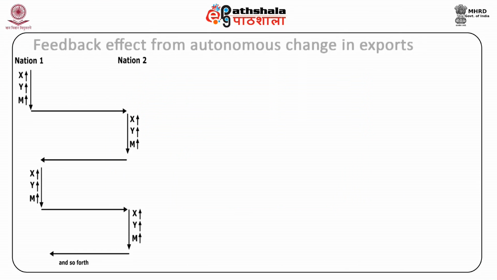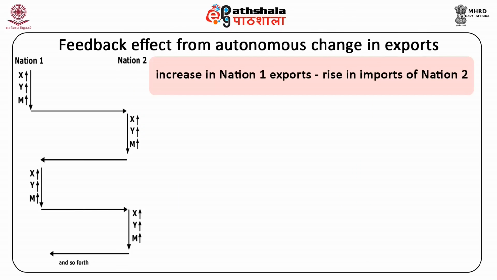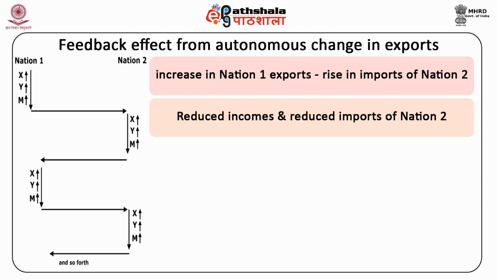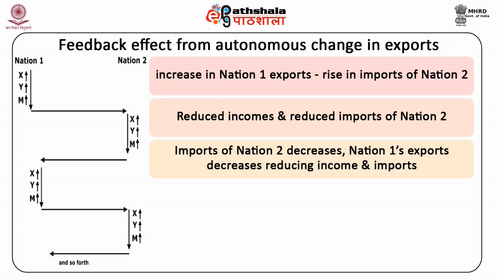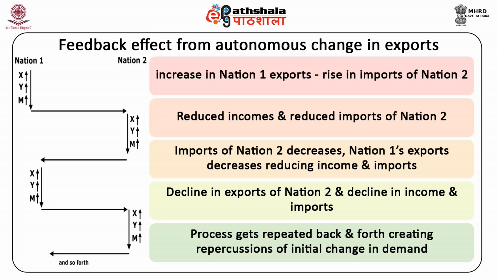Channel 2 of feedback effect. The initial increase in nation 1 exports leads to a rise in imports of nation 2. This leads to reduced incomes and hence reduced imports of nation 2. As imports of nation 2 decrease, nation 1's exports decrease, reducing its income and further imports. The decline in imports means a corresponding decline in exports of nation 2 and a decline in its income and imports. This process also gets repeated back and forth, creating repercussions of an initial change in demand.